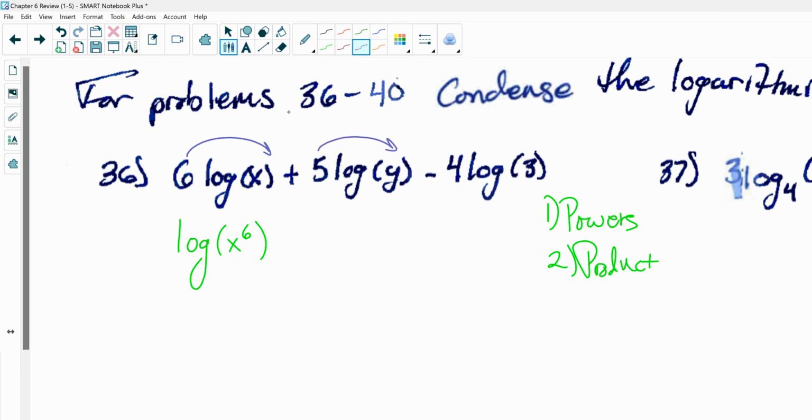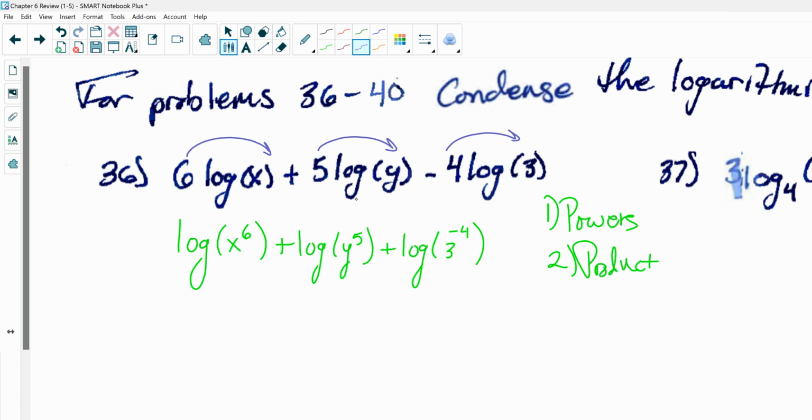Next one, we're going to move the positive 5. Give us plus log of y to the 5th. And the last one, we're going to take the negative 4. Plus log of 3 to the negative 4. Because when we do the powers, we're taking the number and its sign. Because if it's positive, it just looks like we're taking the 6 and 5. But if it's minus, we take the negative with it, which turns it positive.